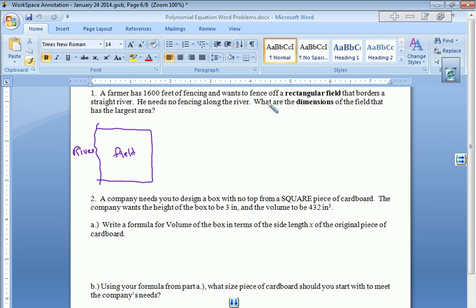All right, so it says, what are the dimensions of the field that has the largest area? And that's all we have. So we have to work with this fence because that's what we're building. And how much fencing do we have? 1,600. That's all the fencing we have. Now, we know nothing about these dimensions. But we know that whatever the dimension of this side is, this would have to be the same. So what would you like to make it? x?